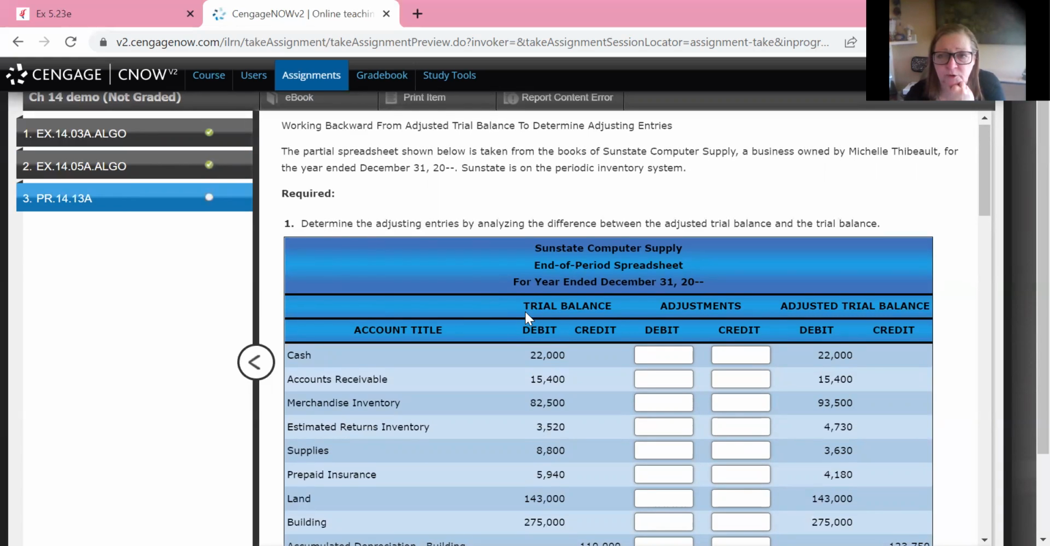So what they said is the partial spreadsheet shown below is taken from the books of Sun State Computer Supply, a business owned by Michelle DeBow. You'd think she was from Louisiana with a name like that, but it's probably not pronounced that way. I just did it. Okay, for the year ended December 31st of 2000, whatever. Sun State is on a periodic inventory system. Determine the adjusting entry by analyzing the difference between the adjusted trial balance and the trial balance.